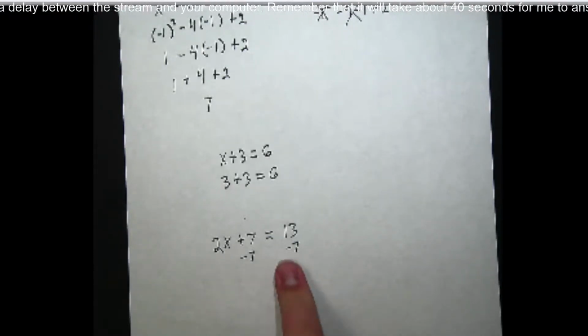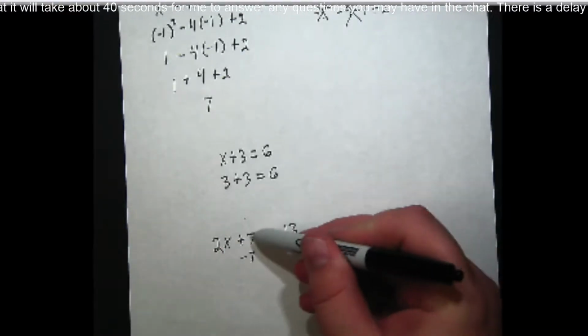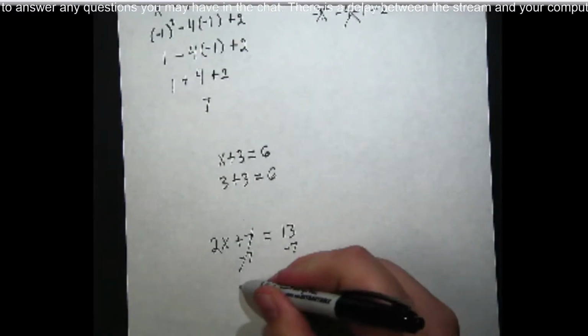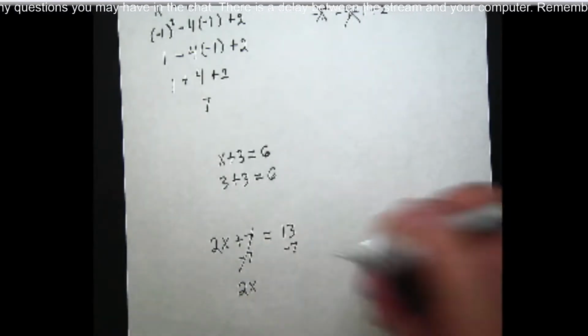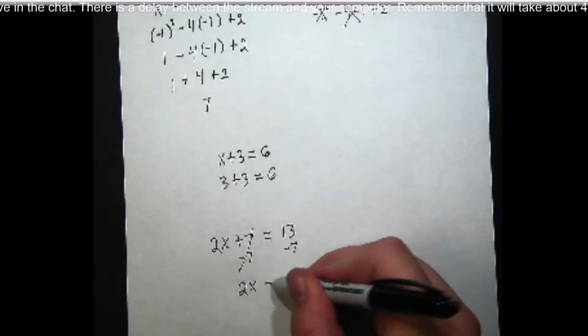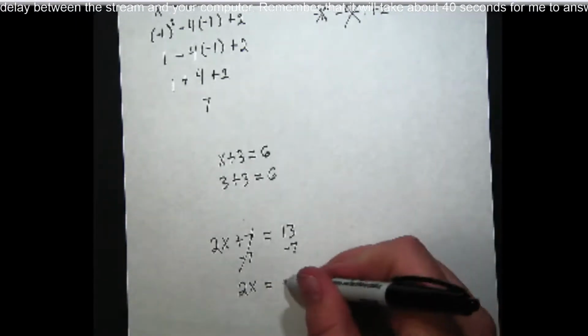So that makes sure that, okay, if we took the 7 over here, we took it over here as well, this is still the same on both sides. The equal sign is still able to tell us that, yeah, this is the same on both sides. So again, positive 7 minus 7 are opposites. They cancel, leaving us with 2x on this side. Then equals, let's see, 13 minus 7, that's 6.